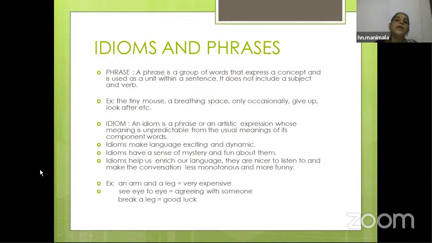Now, let us know this. An idiom is a phrase, also a phrase of an artistic expression. We will use it in a very artistic way. Its meaning is unpredictable and undeducible; we cannot say what it actually means unless we know its real meaning. To use it, you have to know its meaning, because we cannot get the meaning just by looking at the usual meaning of its component words.